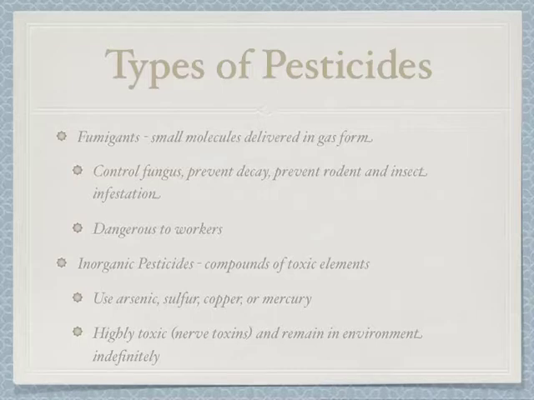Inorganic pesticides are compounds of toxic elements. Examples would be any mixture using arsenic, sulfur, copper, or mercury. These are highly toxic pesticides because they are nerve toxins, and they will remain in the environment indefinitely because they will not break down. So these are also considered very widely used and end up hitting non-target organisms.